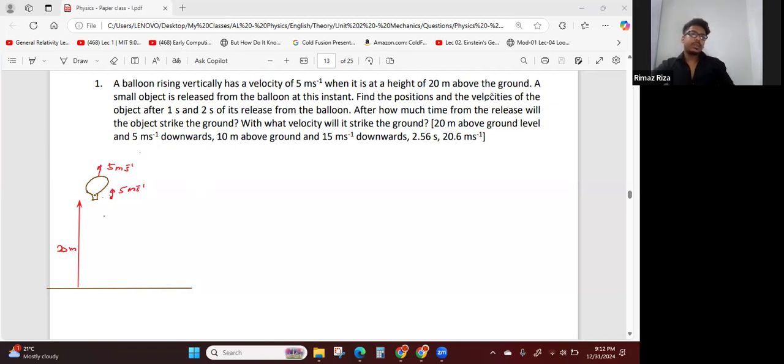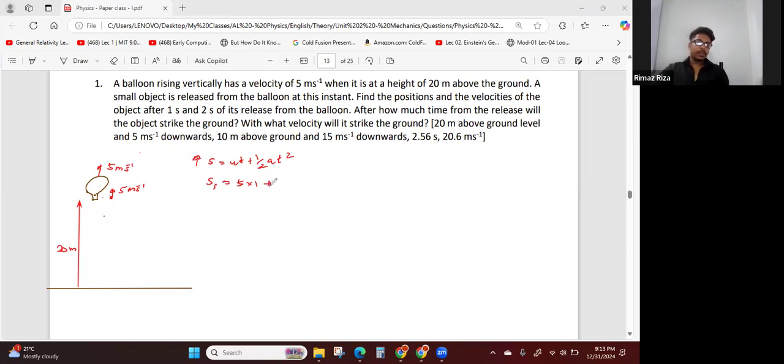Find the position and the velocity of the object after 1 second and 2 seconds of its release from the balloon. So it is easy. What we can do is apply, vertically upward, s equals ut plus half at squared. So the displacement after 1 second, I'll take as S1, 5 into 1.